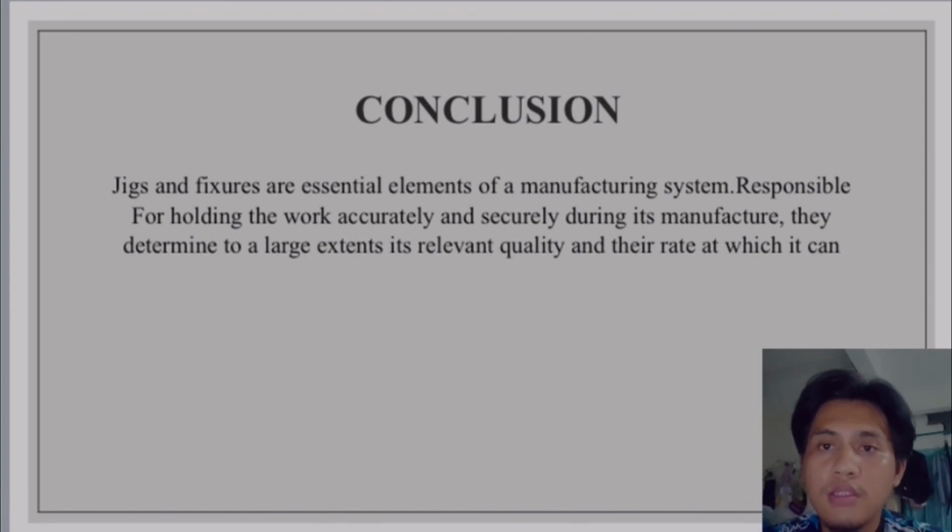Finally, conclusion. Jigs and fixtures are essential elements of a manufacturing system, responsible for holding the work accurately and securely during its manufacture. They determine to a large extent its relevant quality and the rate at which it can be produced.